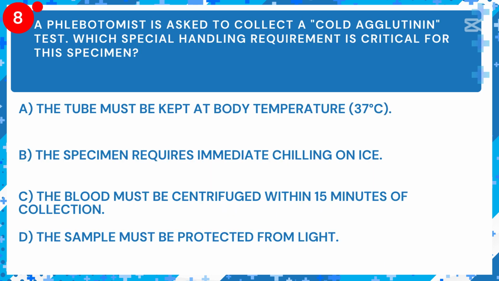Question 8. A phlebotomist is asked to collect a cold agglutinin test. Which special handling requirement is critical for this specimen? A. The tube must be kept at body temperature, 37 degrees Celsius. B. The specimen requires immediate chilling on ice. C. The blood must be centrifuged within 15 minutes of collection. D. The sample must be protected from light.